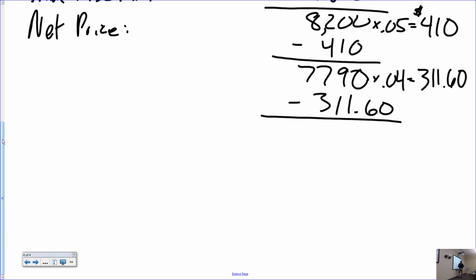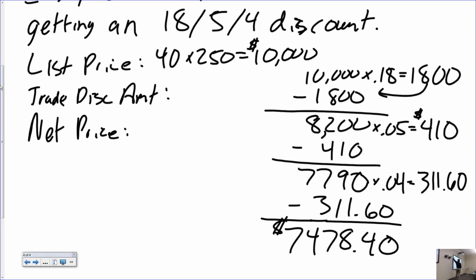All right, so what do we finally get down to? 7,478.20. And what does that number represent? Trade discount price. Net price. Net price, right? That's actually what we're going to pay for the $10,000 worth of hats, right? So this is $7,478.40. And theoretically, what's my trade discount amount?